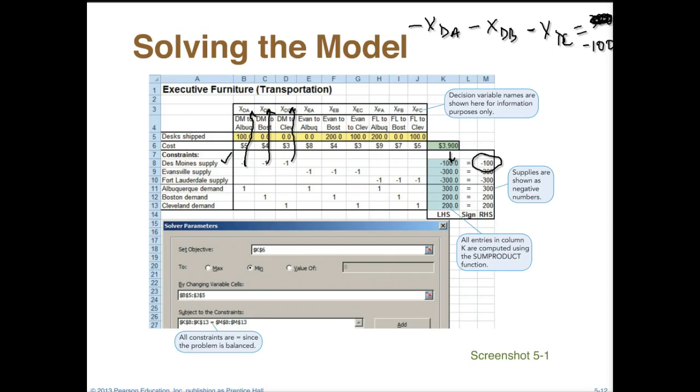So of course, same kind of thing with the Evansville supply. Got everything per Evansville here, and then everything per Fort Lauderdale. And of course, the negative ones just represent supply, and the positive ones represent demand.